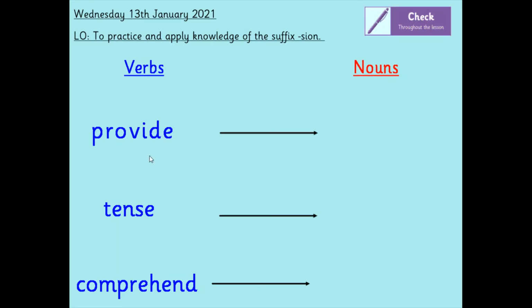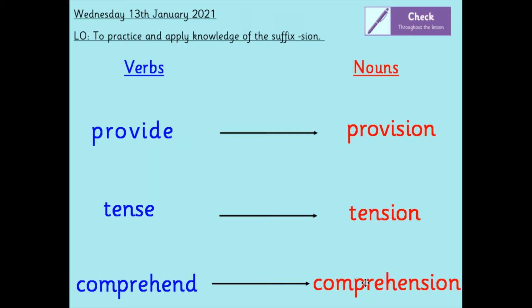So the first one is provide. The root word ends in a D-E, so we have to remove the D-E and we add S-I-O-N. So provide becomes provision. The next one was tense. It ends in an S-E, so we remove the S-E and we add S-I-O-N to become tension. And then finally we've got comprehend. Comprehend ends in a D, so we cross out the D and add S-I-O-N, so comprehend becomes comprehension. I hope you did okay with those.